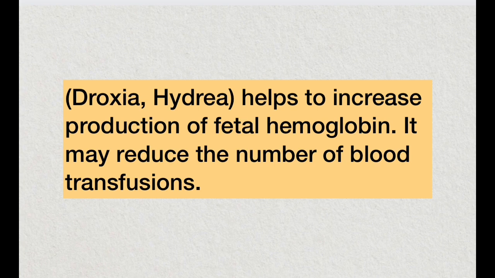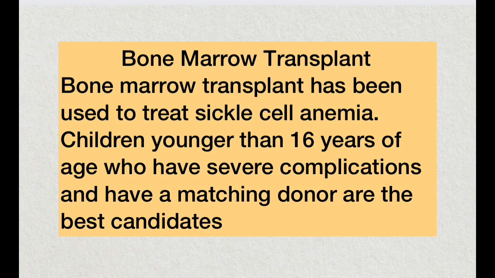Droxia and Hydrea are drugs which help to increase the production of fetal hemoglobin. It may reduce the number of blood transfusions. We also have bone marrow transplant. Bone marrow transplant has been used to treat sickle cell anemia. Children younger than 16 years of age who have severe complications and have a matching donor are the best candidates.